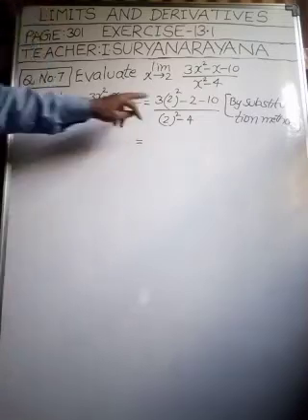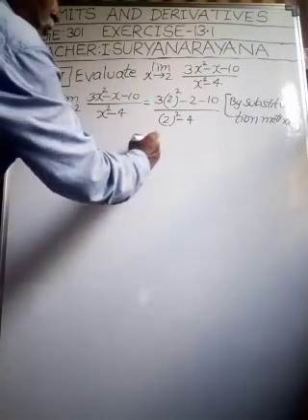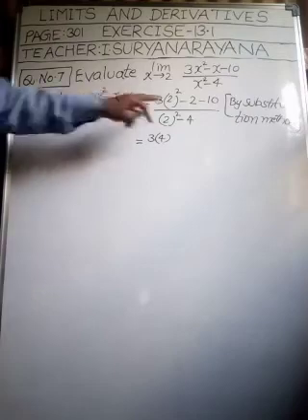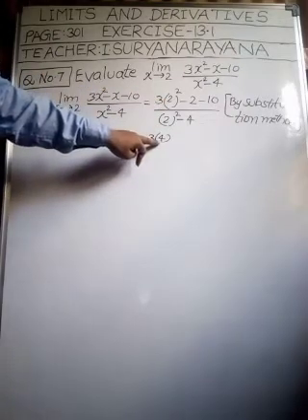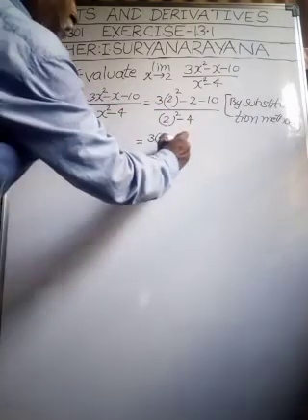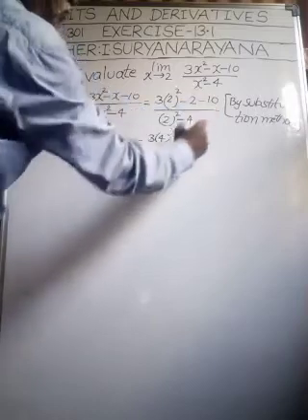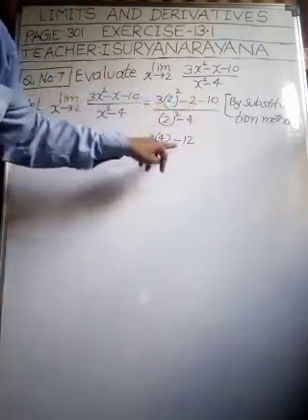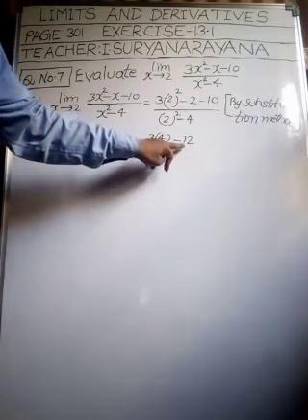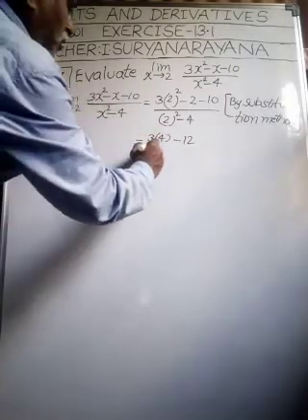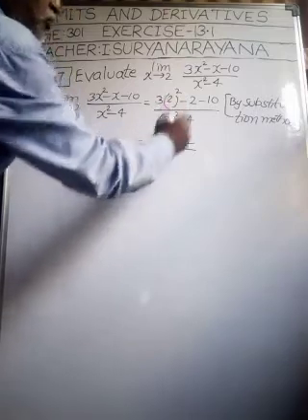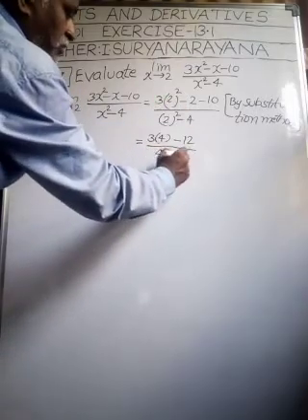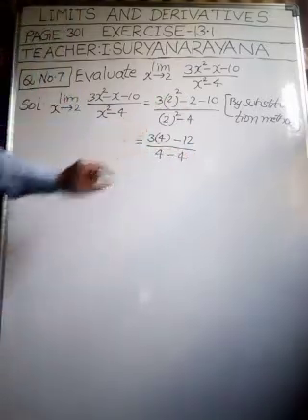In the numerator, what will you get? 3 into, what is the value of 2 square? 4. Okay, my children, understood this part? Right. Minus 2 minus 10, what will you get? Minus 12. By simplifying these two numbers, what will you get? Minus 12. Isn't it, my children? Right. Whole divided by, what is the value of 2 square? 4 minus 4. Understood this step, my children?